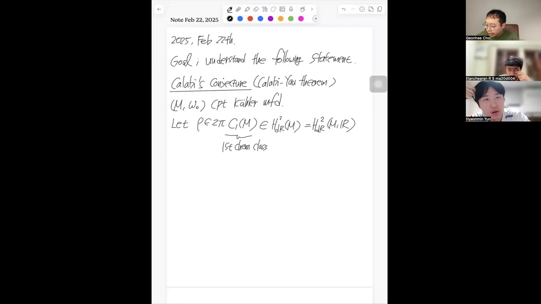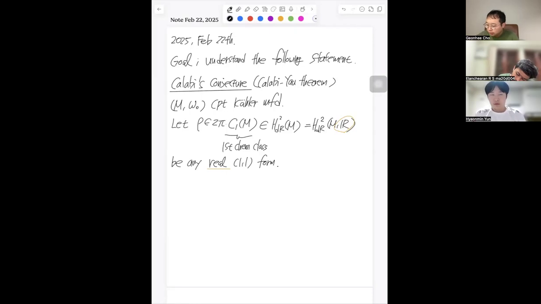So this is actually any so-called real (1,1)-form. This real form corresponds to this choice. And this (1,1)-form, I think I also need to explain. This is the only given condition in the Calabi conjecture.